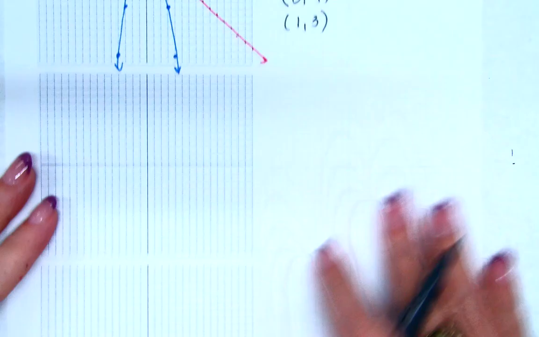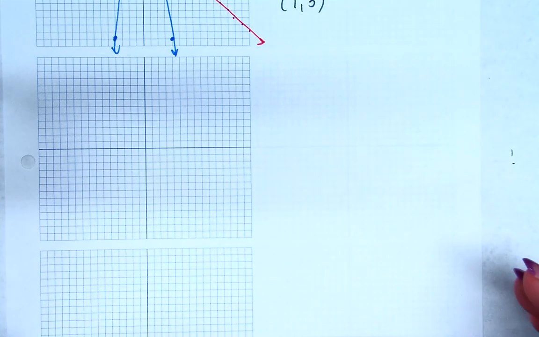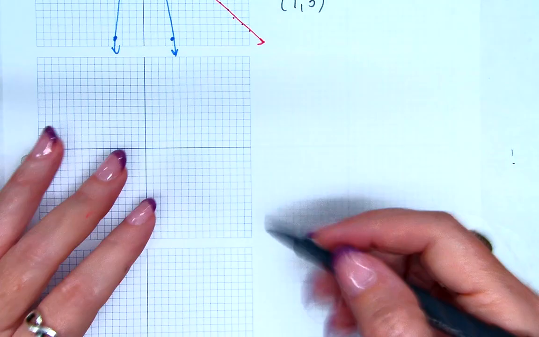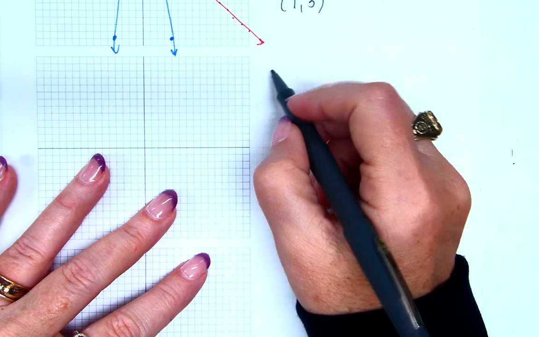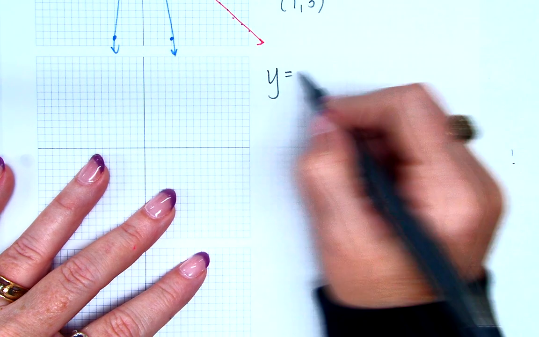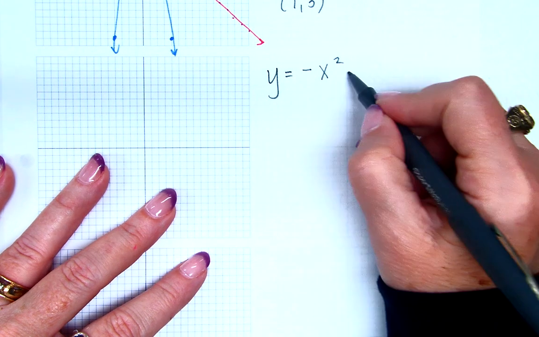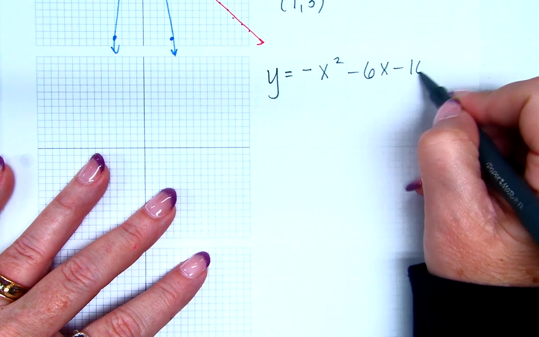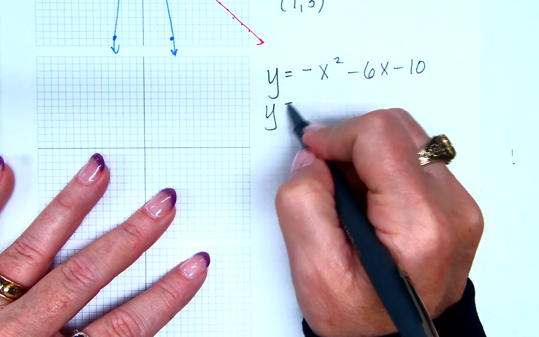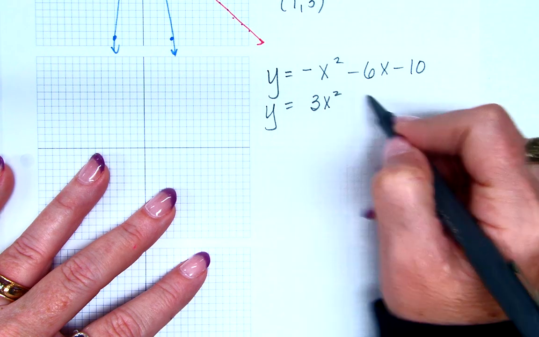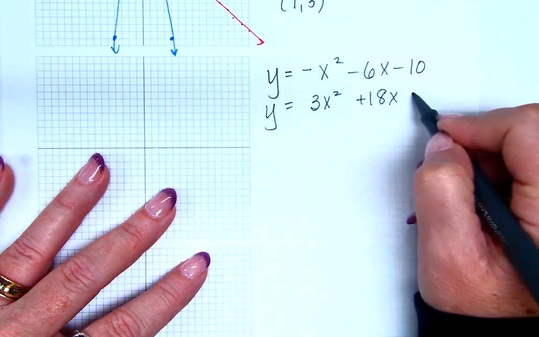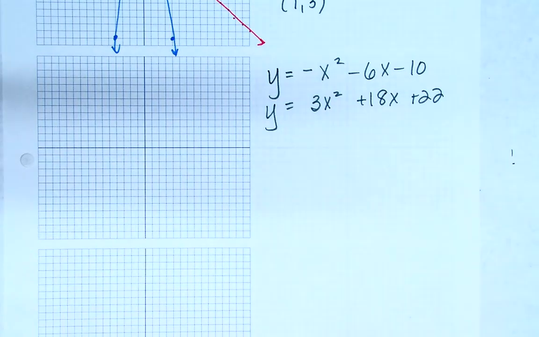I'm just going to scoot this down and use the side paper. There's no reason to waste it, right? You can write it on your notebook paper that you have out if you want. But let's talk about this one first. y equals negative x squared minus 6x minus 10, and y equals 3x squared plus 18x plus 22. If I want to solve this system of equations by substitution, how do I do that?